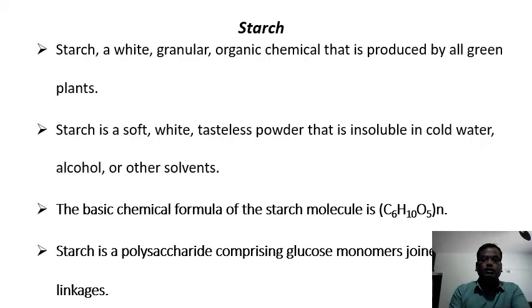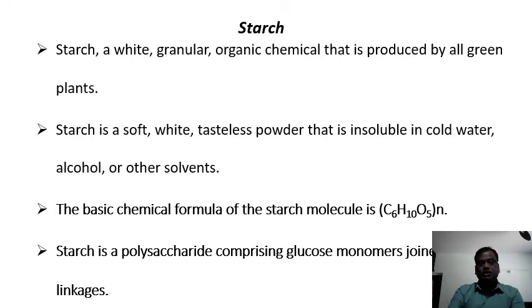Then let us move on to the study of polysaccharides. In the previous session we studied about polysaccharides. Polysaccharides are very large carbohydrate molecules made up of a large number of monomers. And one of the important polysaccharides is starch. Now what is starch? Starch is a white granular organic chemical that is produced by all green plants. Starch is produced by the plants, and it is the stored food material of the plants.